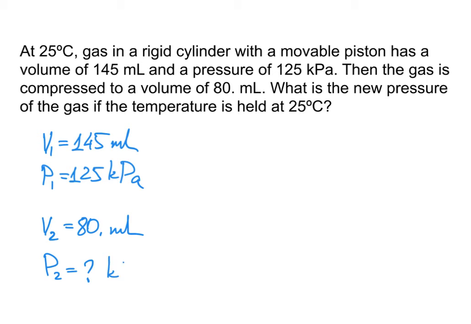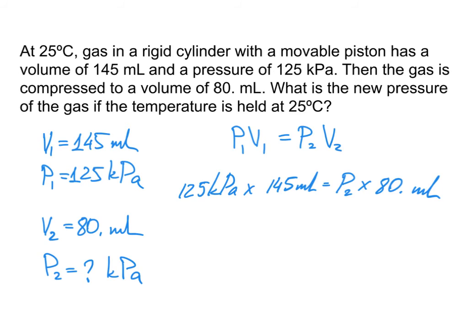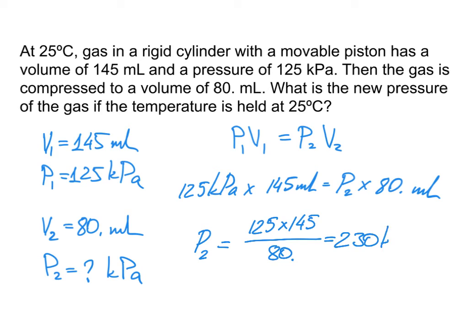So we see our gas first at a certain volume and pressure, and we are asked to calculate the new pressure when the volume was decreased from 145 to 80 milliliters. So volume went down, so we expect the pressure to rise. Let's plug in the numbers and calculate for the final pressure, P2, which comes out to be 230 kilopascals. It is a very well expected increase in pressure that was supposed to accompany decrease in the volume of the gas.